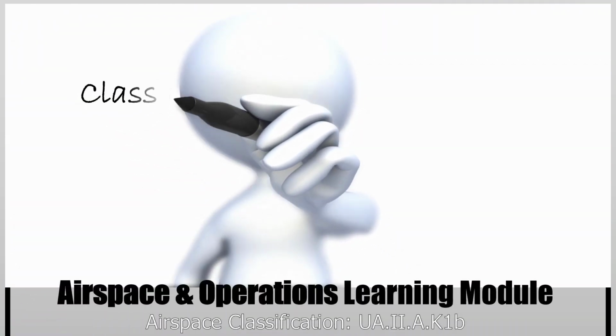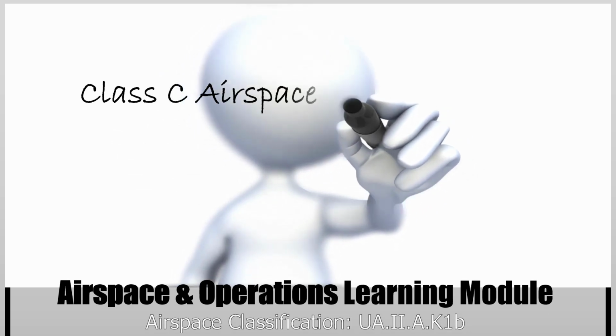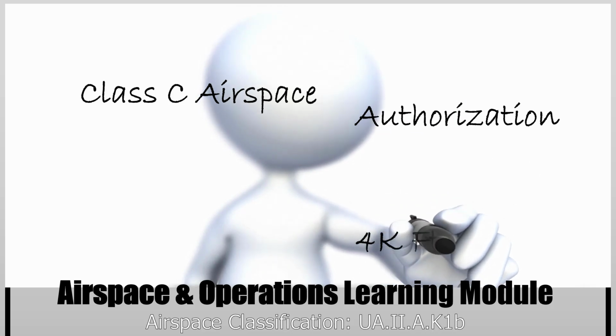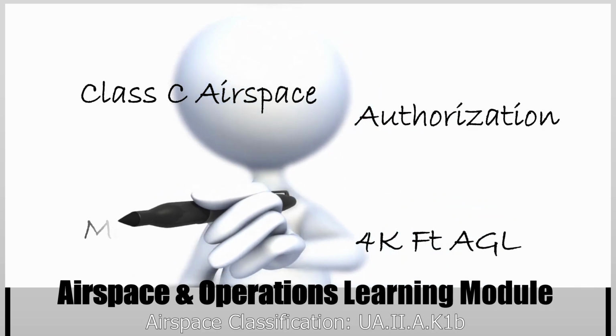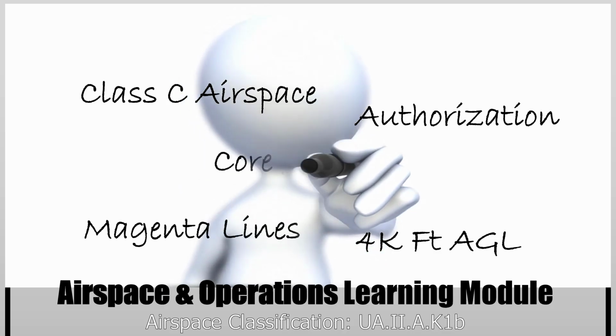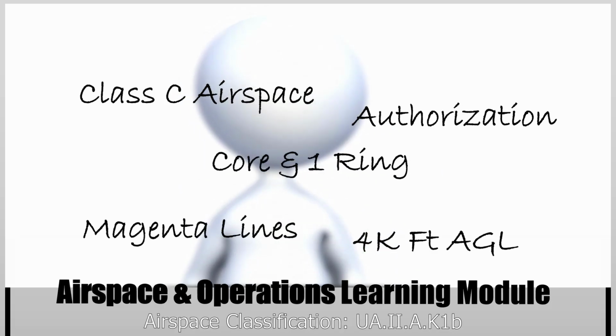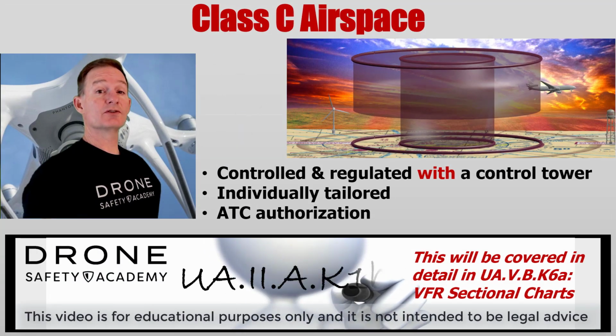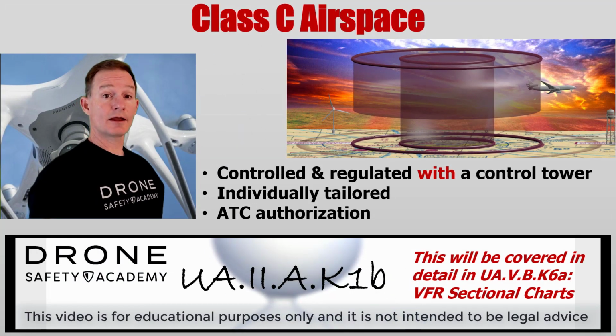Welcome back. In this session, we'll be touching upon Class C airspace, which requires authorization. It has a vertical height of 4,000 feet AGL and is represented as magenta lines. It has a core and a single ring or shelf. Class C airspace is controlled and regulated and has a control tower. This type of airspace is individually tailored and ATC clearance is required.